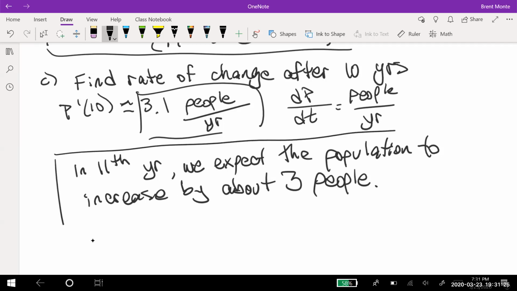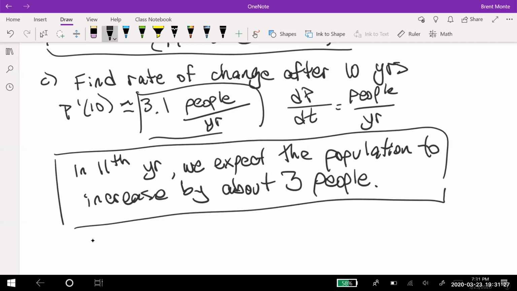All right, again, be specific. That's in the 11th year. If it's the 12th year, if it's the 15th year, it's not 3 people. It might be 3 people since it was rounded off. But if, for instance, when they did it at 50 years, it was 1.3 people, not 3.1 people. And at 75, it was 0.1 after year 75.